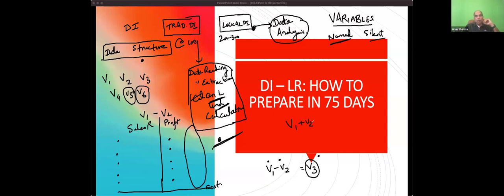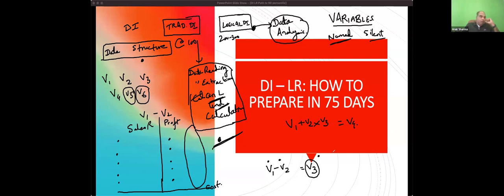What are the relationships between the different variables involved? So when a student is not able to solve a DI set, I've always seen that 80% of the time, the primary reason is that you do not understand or you're missing out the variables in the problem.